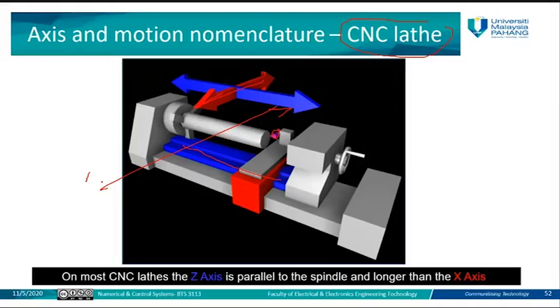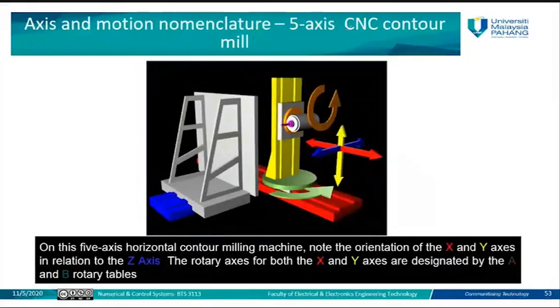Next is the CNC contour milling, and it consists of 5 axes. It's not 3 like the first one. The 5 axes here are X, Y, Z, A and B. Usually A is the rotational axis around X, and B is the rotational axis around Y. So in this machine, you can see the rotation around X and Y in relation with the Z axis. The rotary axes for X and Y are A and B.